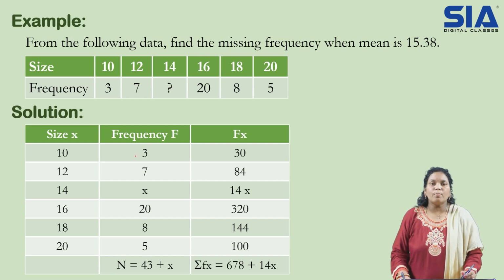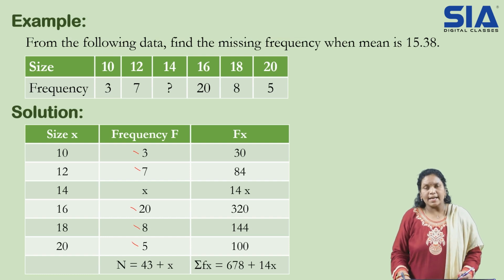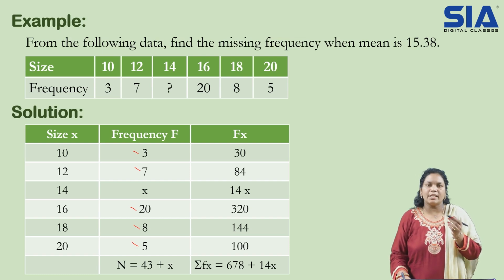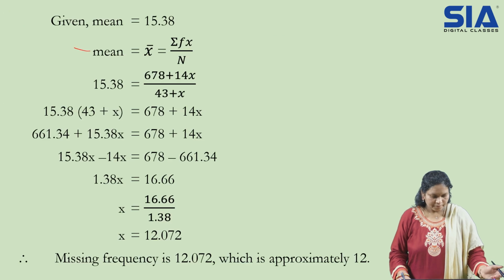So simply add up all the frequency values: 3 plus 7 plus, keep x as it is, 20 plus 8 plus 5. All the values you add up, then plus x as it is, because we can't add variables to the number, right? So simply plus x you keep as it is. Okay. Now let us go for the formula, how the formula goes on.